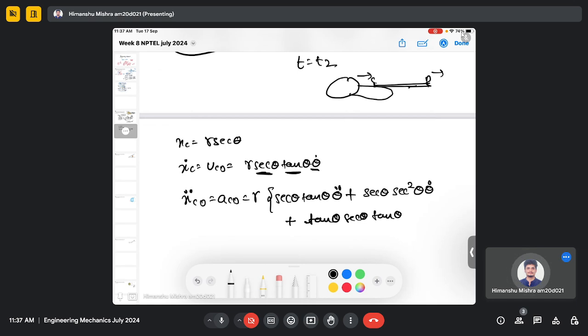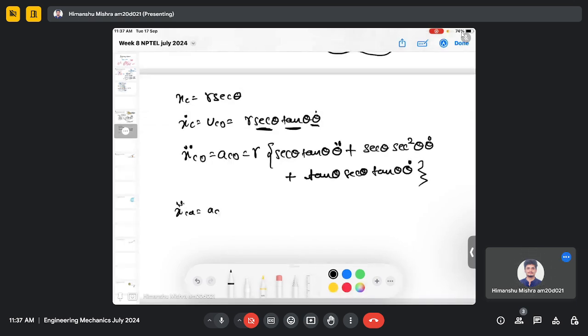So if I simplify the above expression, I will have r sec theta tan theta theta double dot. I can club these two terms because they both have theta dot, and it should actually be theta dot square. So it will be theta dot square times sec cube theta plus sec theta tan square theta, right?